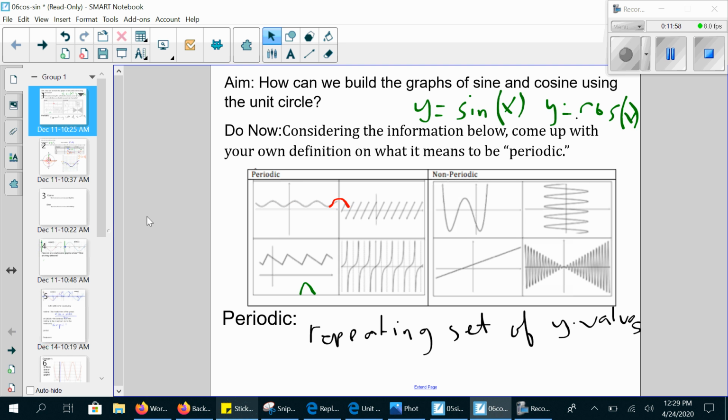What was that? Sorry, I think my cat broke something. It scared me for a second. Okay, what was I saying?